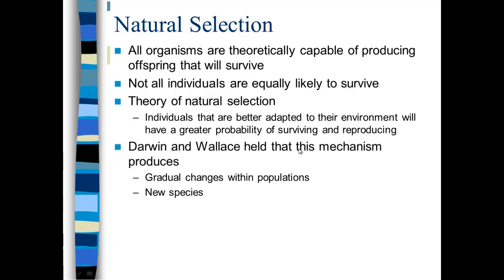And Darwin and Wallace held that this mechanism produces gradual changes within populations, and that it could also result in new species. Some of this has been modified by what's called punctuated equilibrium, where drastic changes in species are seen, especially in cataclysmic events in the environment. So the theory of evolution has evolved, knowing what we know now about punctuated equilibrium.